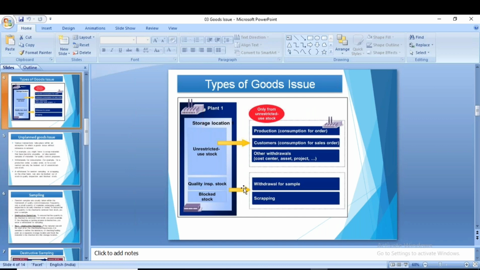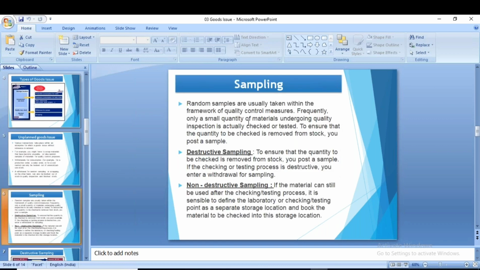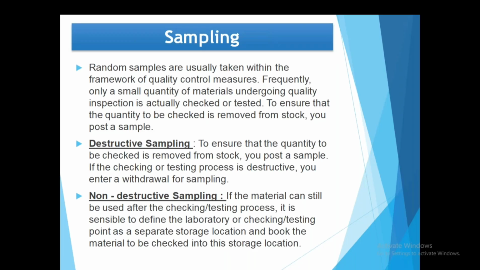Now the other one is sampling. We'll discuss sampling. Random samples are usually taken within the framework of quality control measures. In organizations there will be a quality control department. To do inspection of materials, they will take samples, random samples. Frequently, only a small quantity of the materials undergoing quality inspection is actually checked or tested.